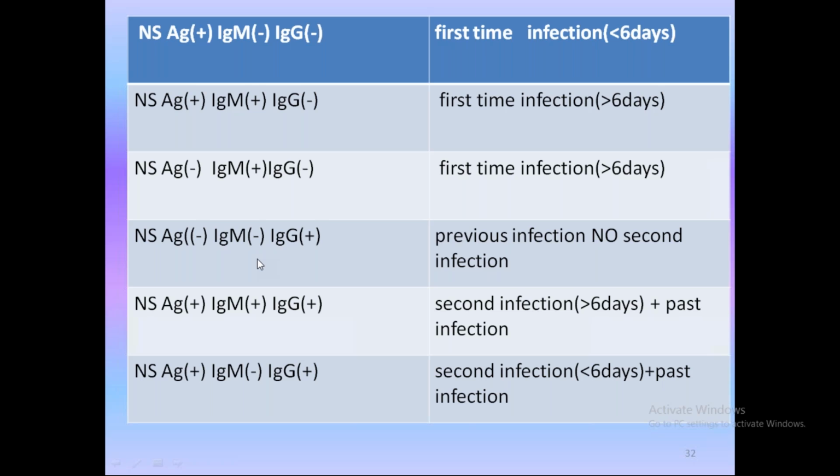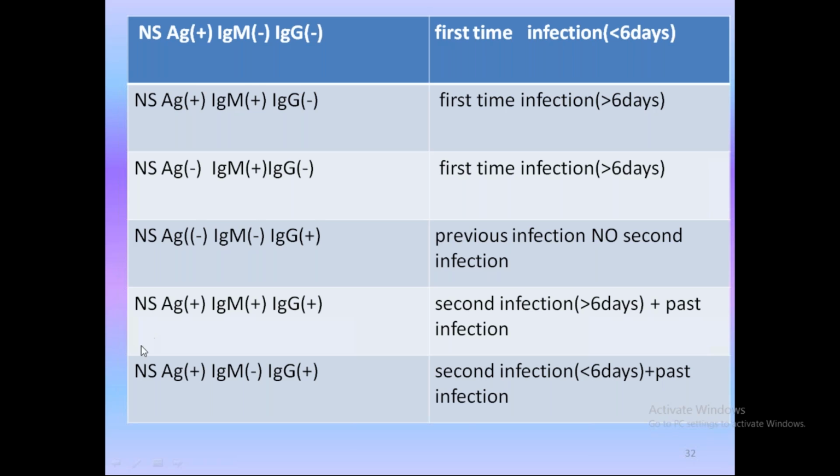NS1 antigen negative, IgM negative, IgG positive indicates previous infection. The child had dengue earlier, and now is not having dengue fever. NS1 antigen positive, IgM and IgG positive is a second-time or secondary infection, with illness duration more than 6 days, and the child also had a past infection. That's why both IgG and IgM antibodies are present. NS1 positive, IgM negative, IgG positive is a secondary infection, with duration less than 6 days, and a past infection is also there. So this is the interpretation of serological and NS1 antigen tests in dengue fever.